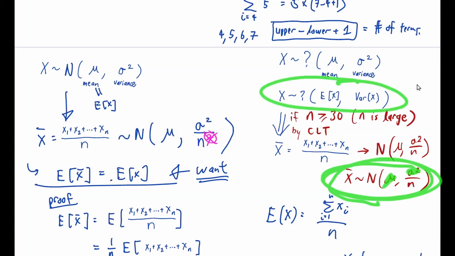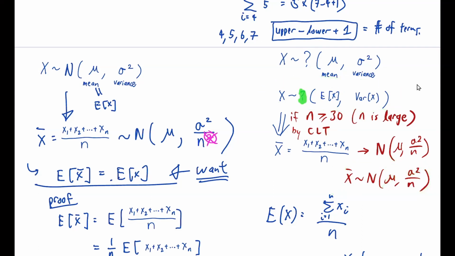We may not know its distribution, but we can calculate its mean and variance. Or rather, it's not that we don't know. This distribution can be anything. In our question, it's binomial. Okay, so let's just apply it.